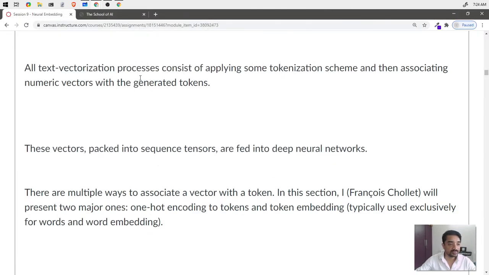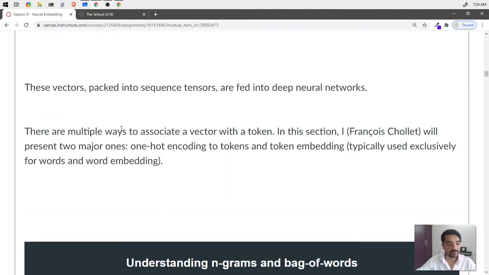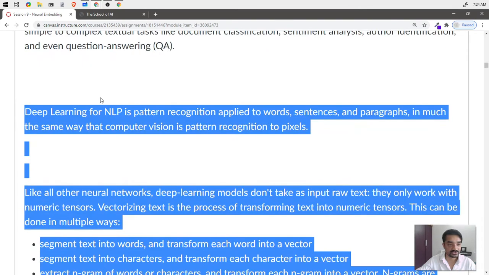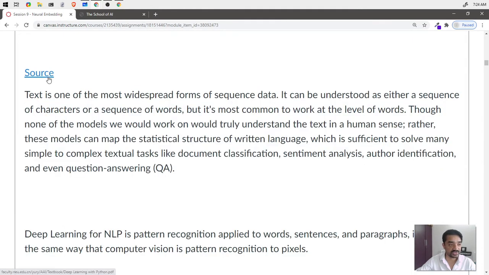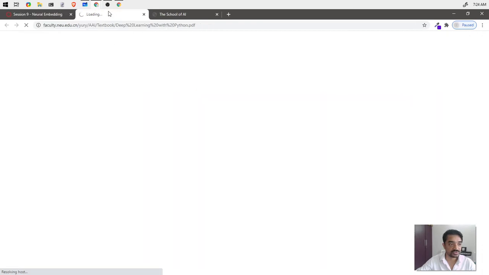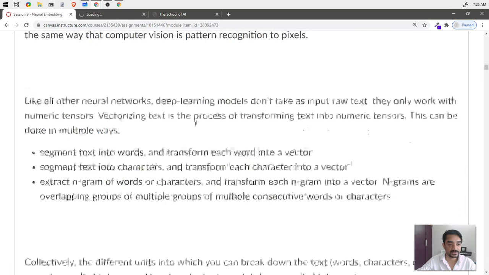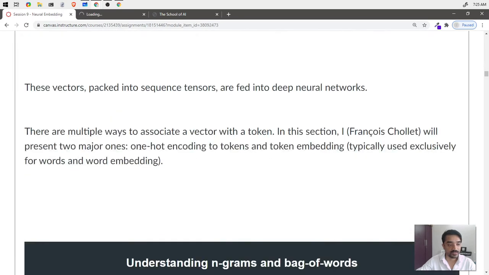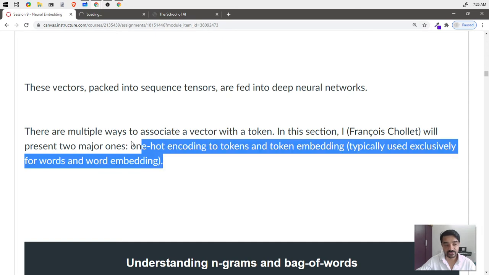Now all these vectors packed into sequence tensors are fed to our deep neural network. There are multiple ways to associate a vector with a token. The whole of this section is actually written by Francois Chollet, and that is why I mentioned the source. Now the source is actually this beautiful book. We'll present 2 major cases, one-hot encoding of tokens and token embedding. So we're going to look at both of them.